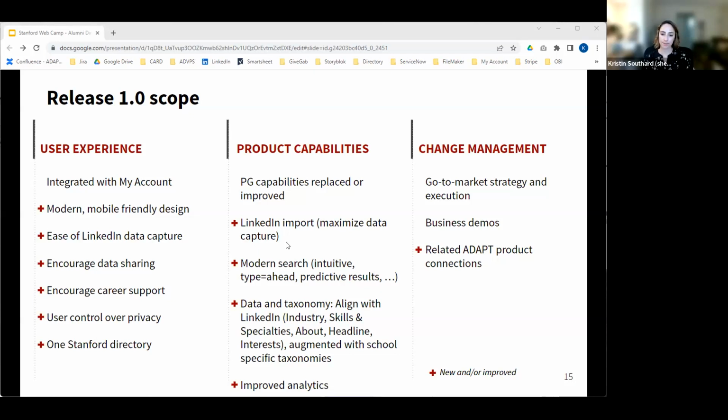So those two things, between user experience and the LinkedIn import, it really came down to: we really need to do a custom build in order to make sure that our data is captured appropriately, that we are doing everything we can to make sure that our users will be happy at the end of the day, according to the business feedback that we got.